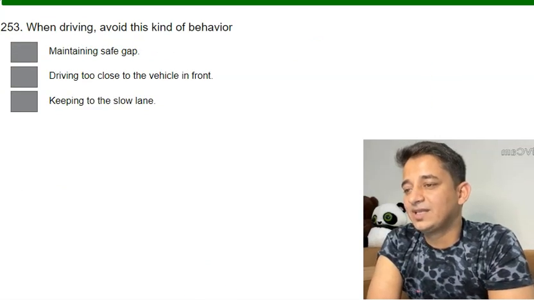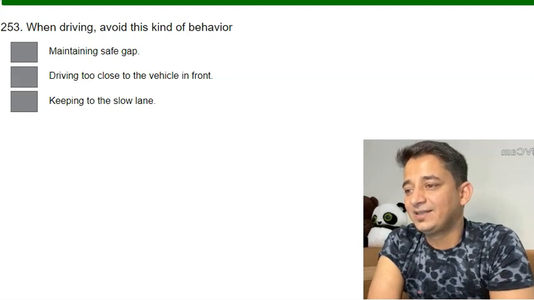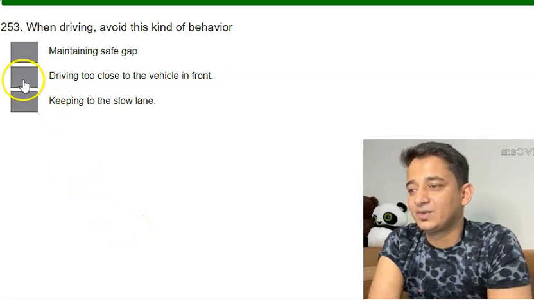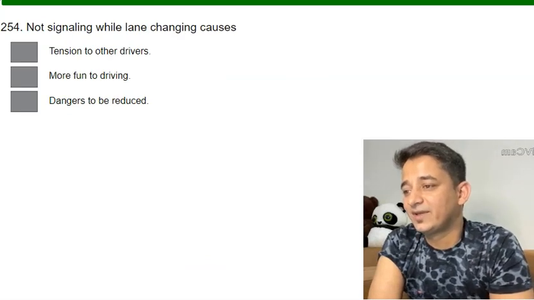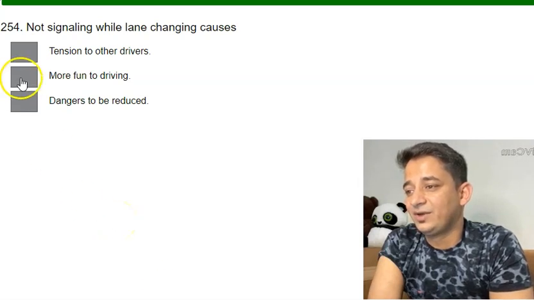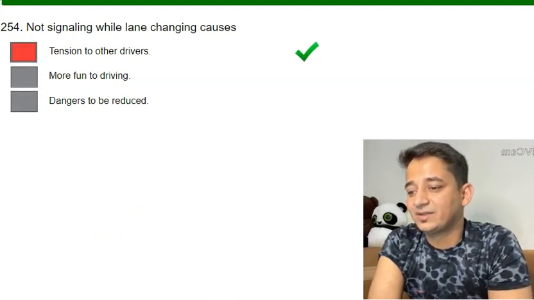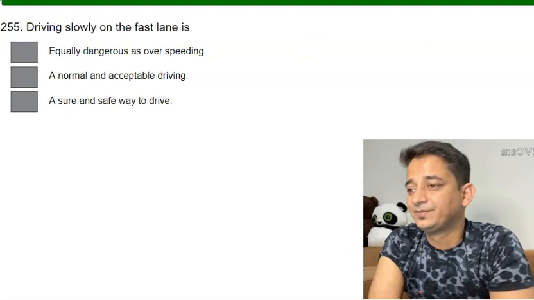When driving, avoid this kind of behavior. Maintaining safe gap, driving too close to the vehicle in front, keeping to the slow lane. So option B is the right option. Not signaling while lane change causes tension to other drivers. More fun to driving, danger to be reduced, tension to other drivers. That's option 1, easy one.